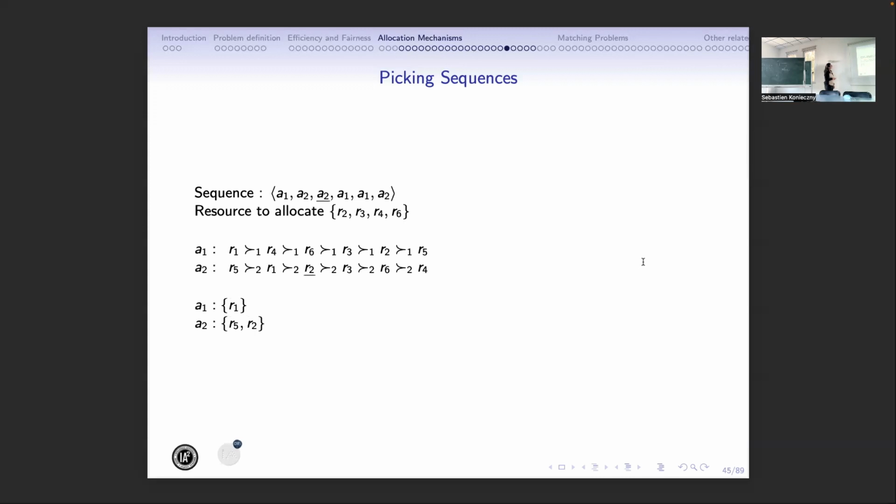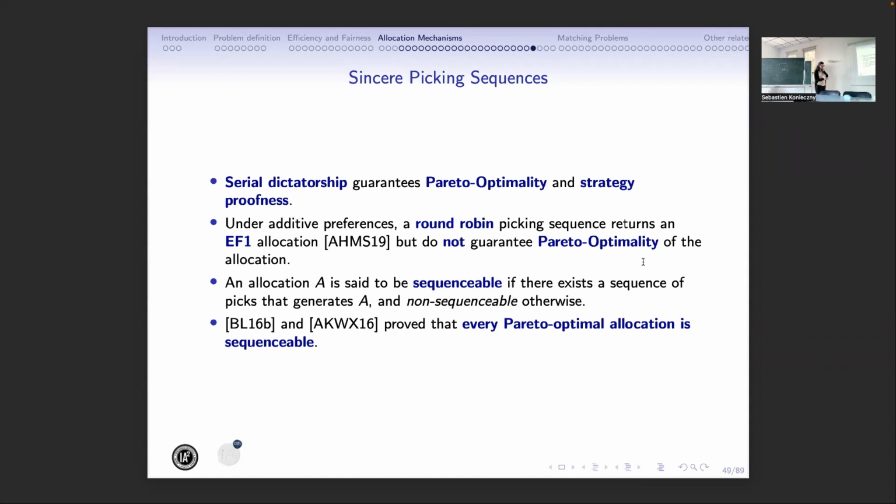Then it is again the turn of agent 2. So agent 2 has already taken R5. R1 is already taken by the first agent, so she will take the resource R2. And so on. Next it is the first agent. The first agent takes R4. Then again, agent 1 takes R6. And then the last agent takes the last remaining resource R3. Okay.